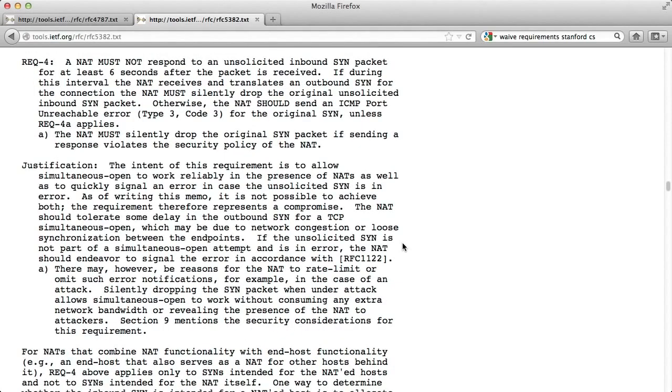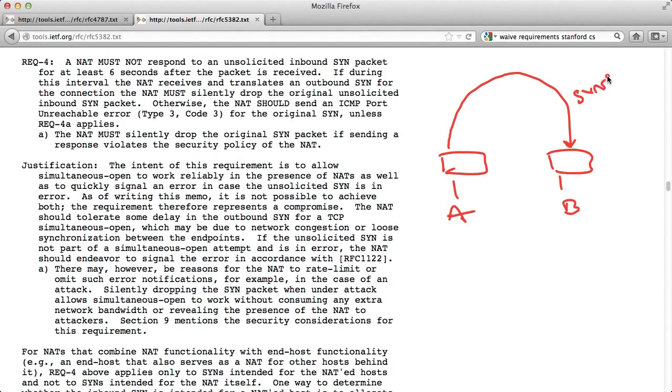So this one, requirement 4, is an interesting edge case, which is that a NAT must not respond to an unsolicited inbound SYN for at least 6 seconds. So here's the case why this is important. Again, let's go to this example where we have A and B that are both behind NATs, and they're trying to do a simultaneous open. Now, it turns out that A ends up sending its simultaneous open well before B does, such that its SYN arrives before B has tried to open its connection to A.